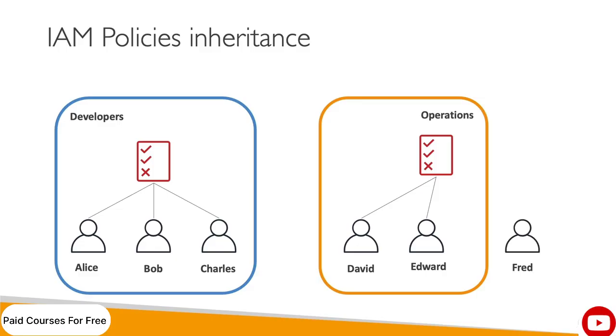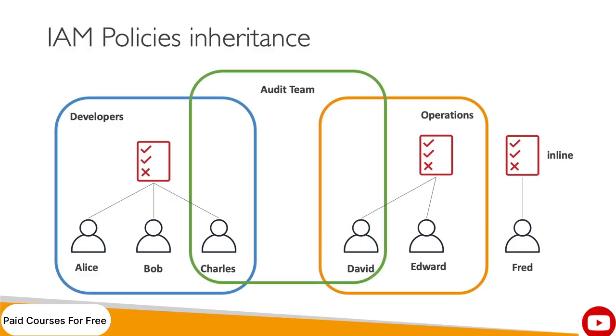If Fred is a user, he has the possibility not to belong to a group, and we have the possibility to create what's called an inline policy, which is a policy that's only attached to a user. So that user could or could not belong to a group. You can have inline policies for whatever user you want. And finally, if Charles and David both belong to the audit team and you attach a policy to the audit team as well, Charles and David will also inherit that policy from the audit team. So in this case, Charles has a policy from developers and a policy from the audit team, and David has a policy from the audit team and a policy from the operations team. That should make a lot of sense when we get into the hands-on.